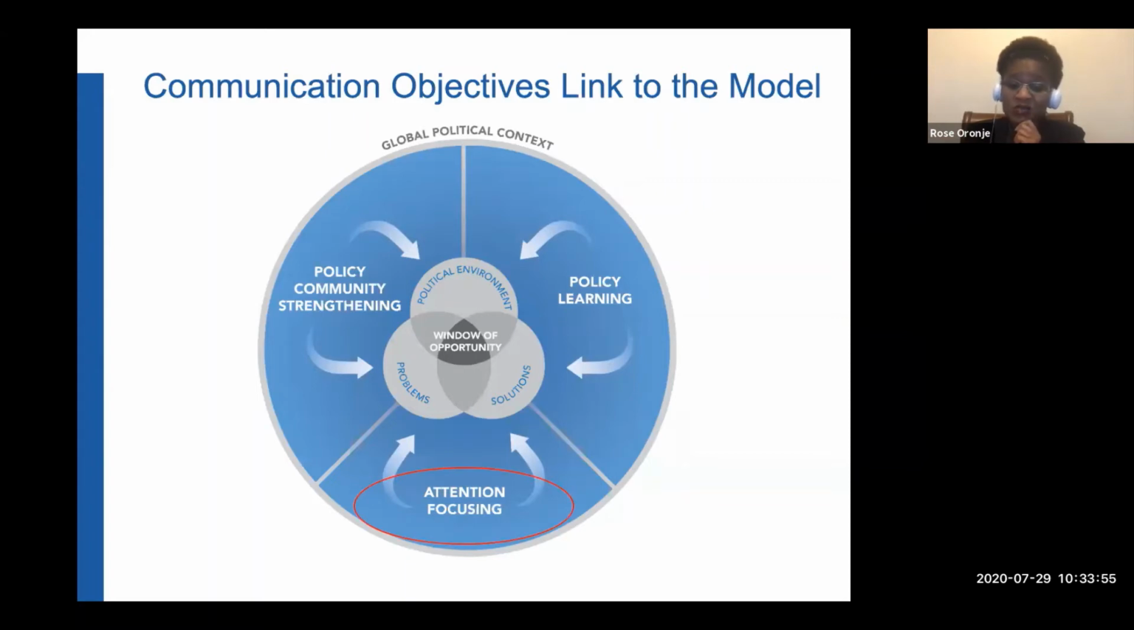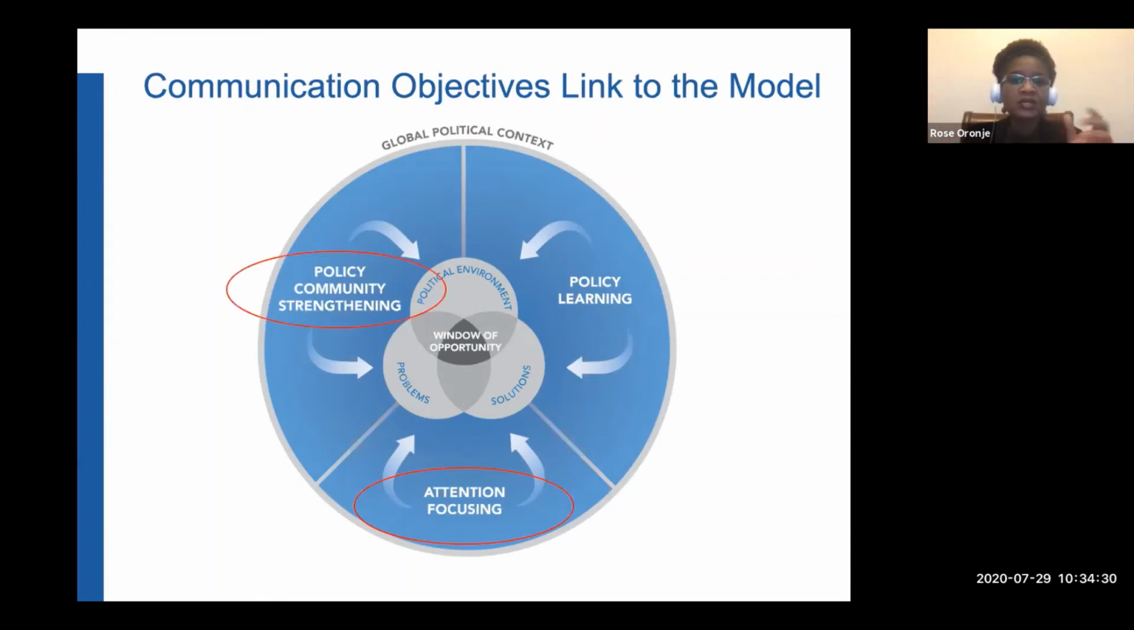One of them is attention focusing. Some of the things you can do to bring these three streams together. Attention focusing is really just ensuring that you're creating a wide range of awareness and interest in a specific issue that has been neglected over time. Most attention focusing efforts will work with media to ensure the media is talking about this, and so the public becomes more and more aware about this problem, but also about the fact that there are solutions to that problem.